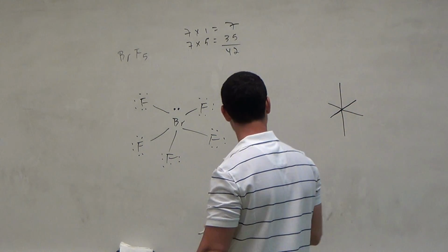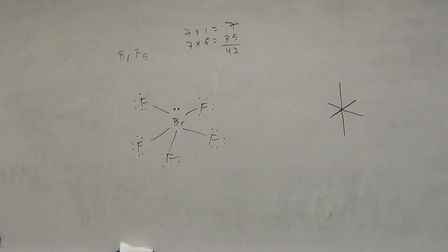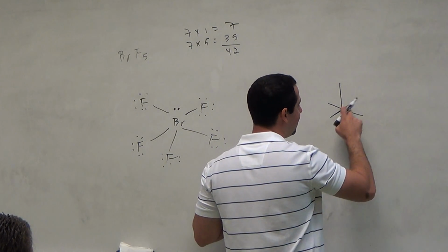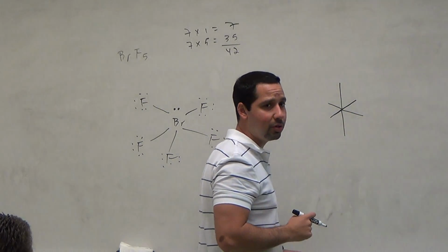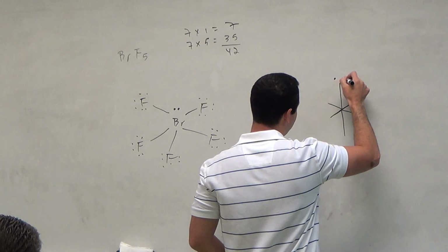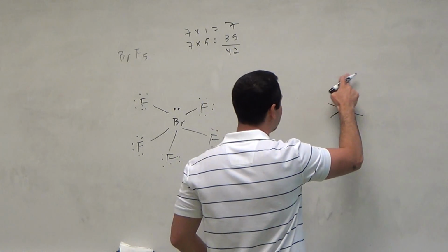Got it? Where am I going to put this electron pair now? Anywhere I want. If you put it here, on the X, I'll be 90, 90, everybody 90. Not so good, yes? You can put it on the top or you can put it on the bottom, yes? It doesn't matter where you put it. Let's put it on the bottom.